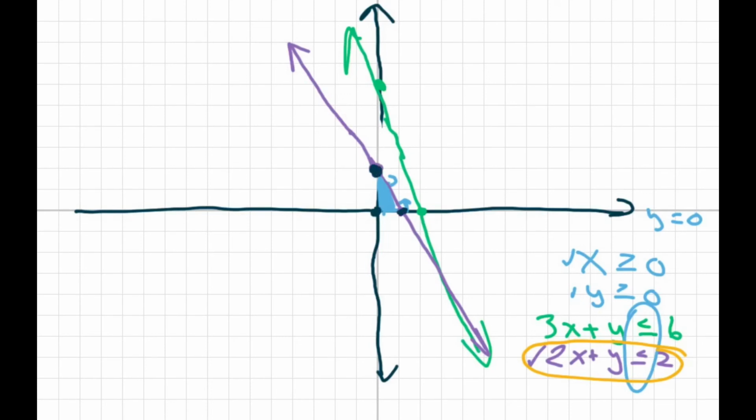And my 3 corner points would be 0, 0. This one would be 0, 2. And this one is 1, 0.